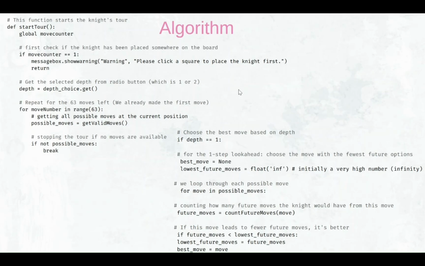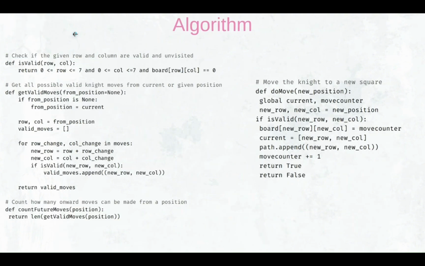This is Batul, and I'm going to go over the algorithm related part in our code. So the main function we have here is the start tour function, but I'm going to start with some of the helper functions that are used in our main logic.